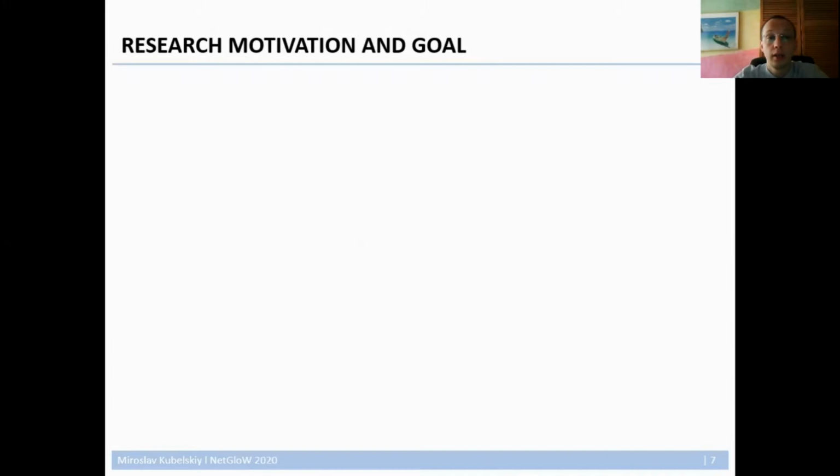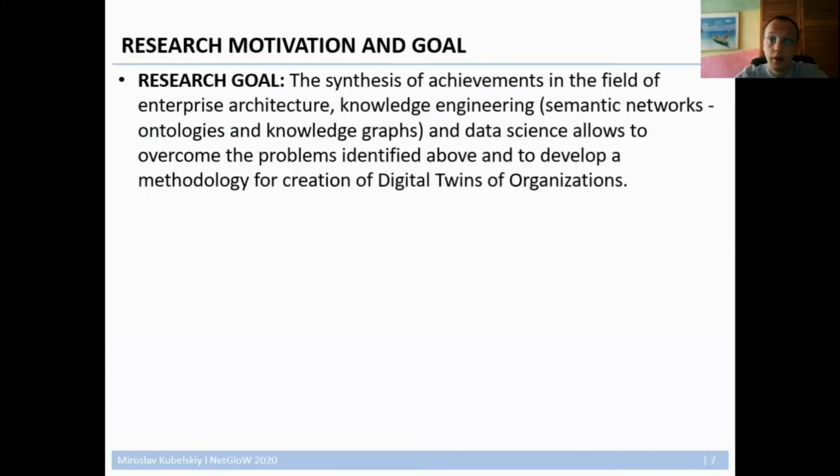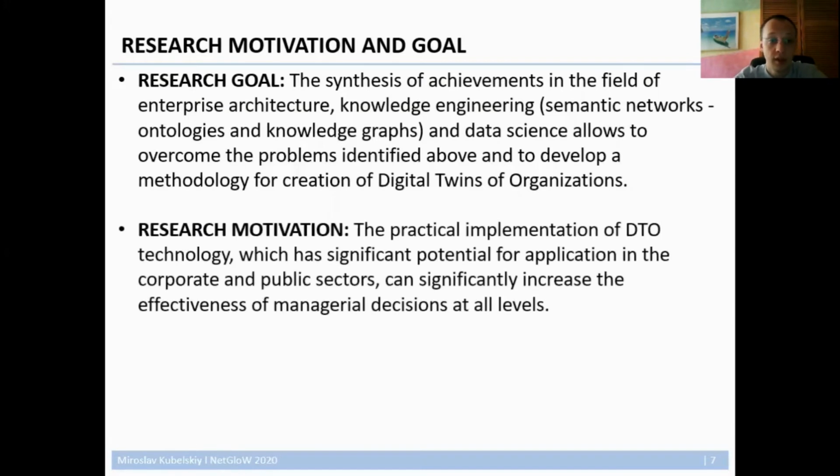Now we can formulate the research motivation and research goal. The main goal of the research is that, based on the synthesis of achievements in the field of enterprise architecture, knowledge engineering, especially semantic networks such as ontologies and knowledge graphs, and also based on data science, it is possible to overcome the mentioned problems and to develop a methodology for the creation of digital twins of organizations.